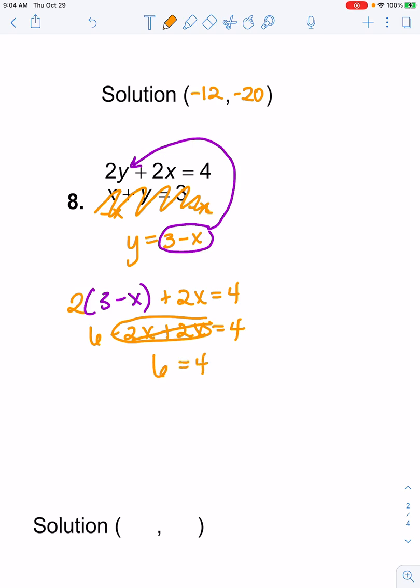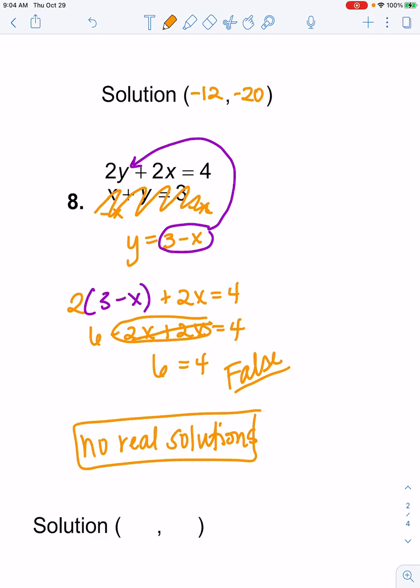What happens when we get 6 equals 4? That is a false statement, right? When things are false, we usually write the answer, no real solutions, right? Well, that has not changed in this case, okay? Remember that we talked about in topic 1 that if you have two parallel lines, they're not going to intersect. They're not going to have a solution, a shared x and a y that will work.